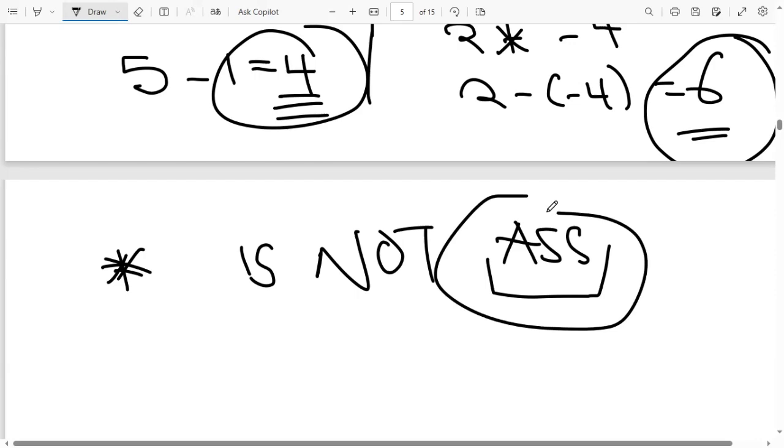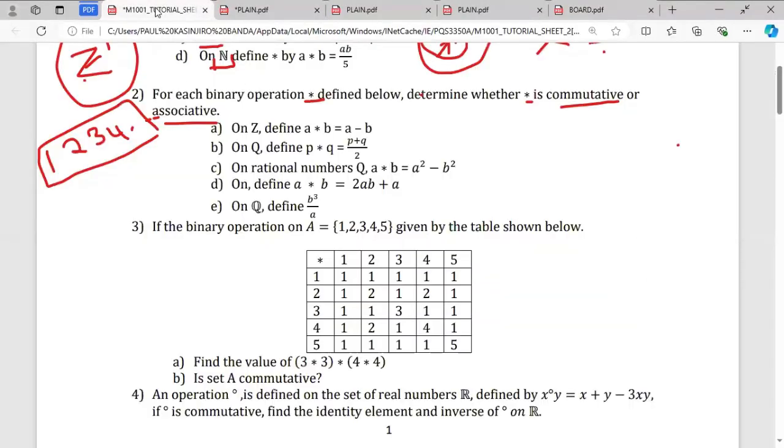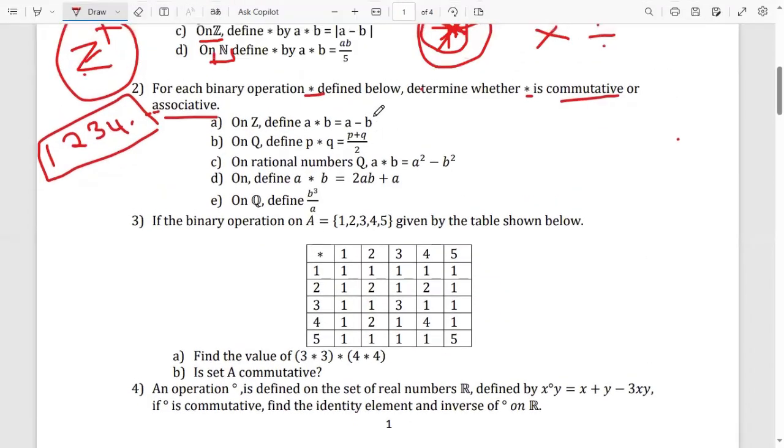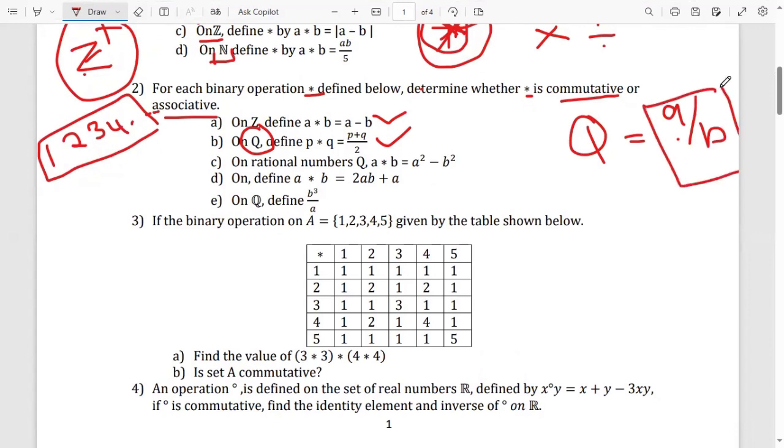All right, so let's check the other one. So that was A, and then let's check B. So for B, we have a set of Q. So what is a set of Q? Q is just what? Rational numbers. Okay, and we know that rational numbers are numbers that can be expressed in the form of A over B. So it means all the fractions. All the fractions are what? Rational numbers. Okay, so let's check if this operation here is commutative or associative.